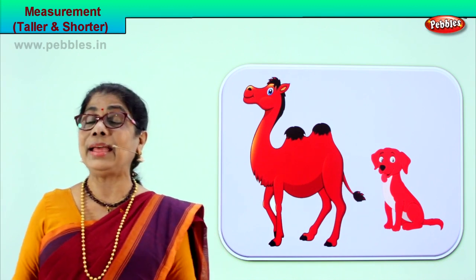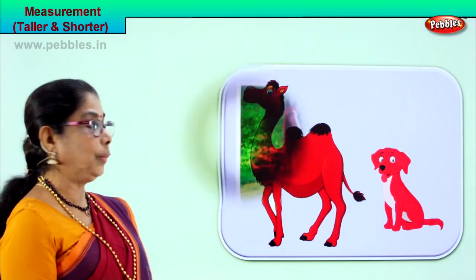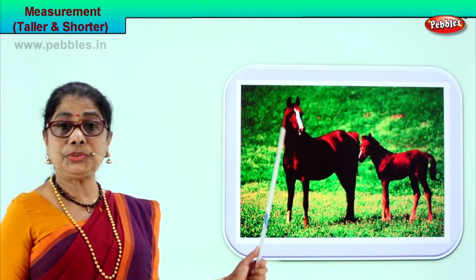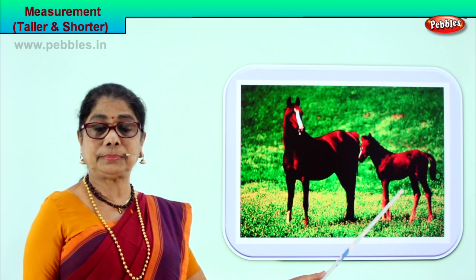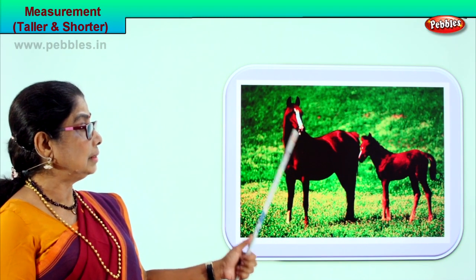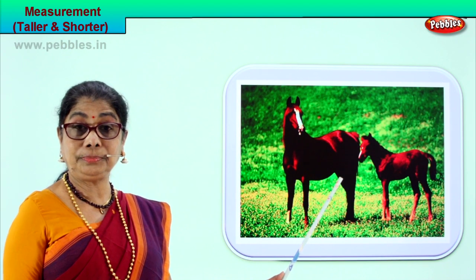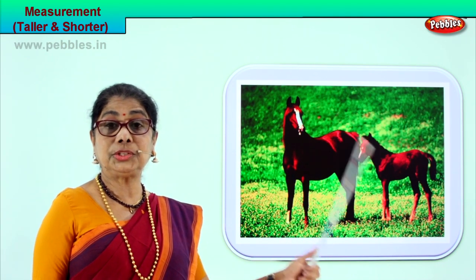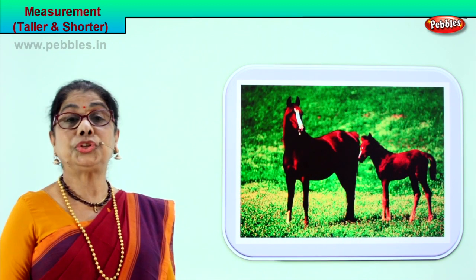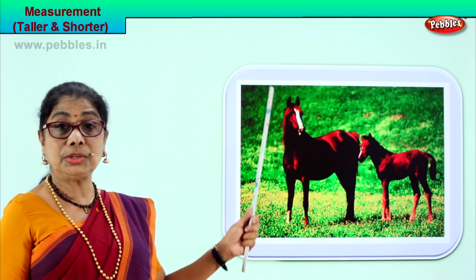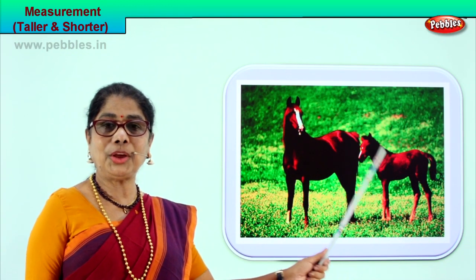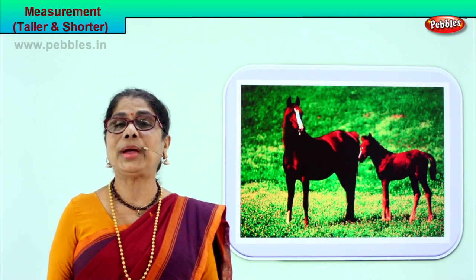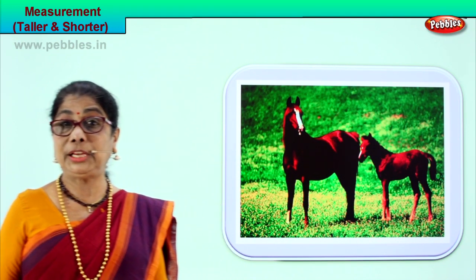Let's take another picture. Look what we have. Look, we have two horses here. One is tall and one is short. Yes, this horse is taller than this horse. Taller, shorter. This horse is shorter than this horse. Taller, shorter. Now you are understanding what is taller and shorter? Yes. Let's look at another picture.